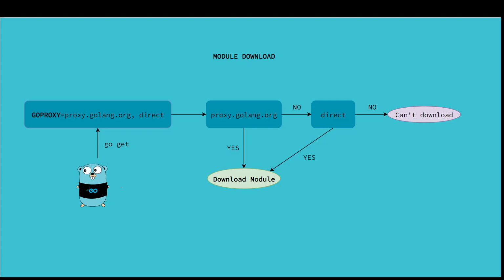If it's able to download the module, it will. If it is not, it will go to direct. The fallback mechanism goes directly to the repo URL and tries to download from there. If it can, it will download the module. If it cannot, then it gives up and it cannot download the module. So let's say that it was able to successfully download your module.